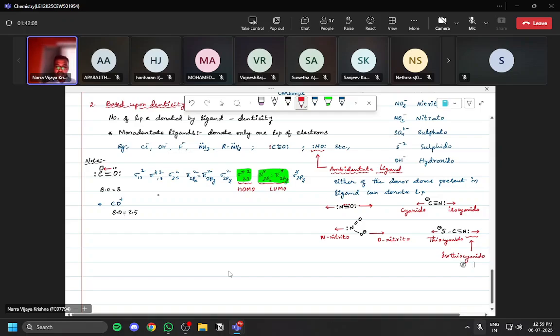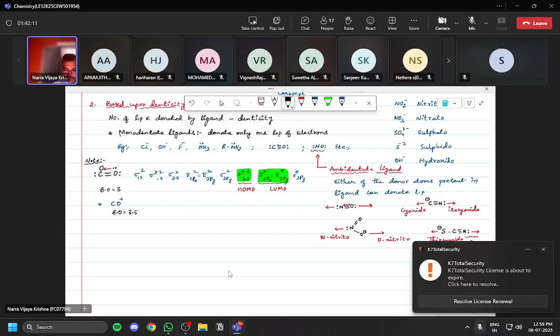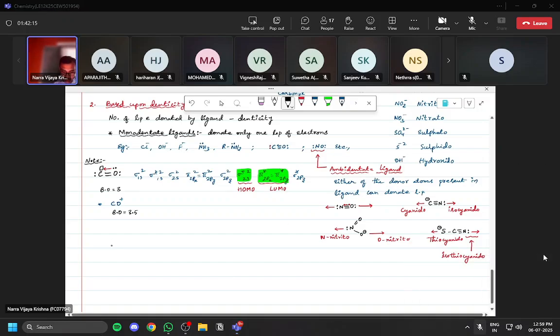So we are discussing classification of ligands based upon denticity, in which monodentate ligands is over. After the break, we will see bidentate ligands.